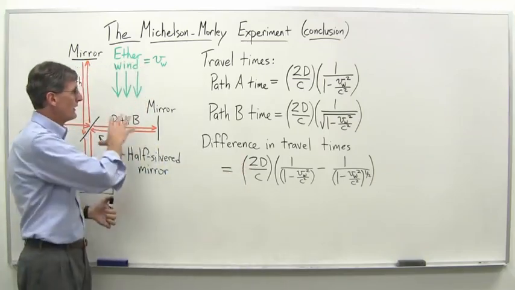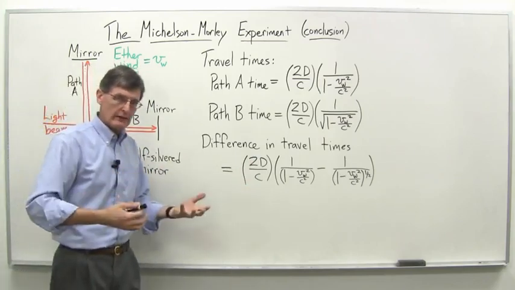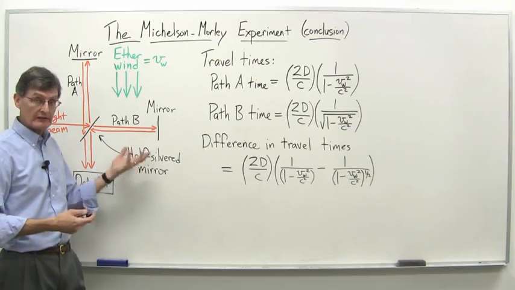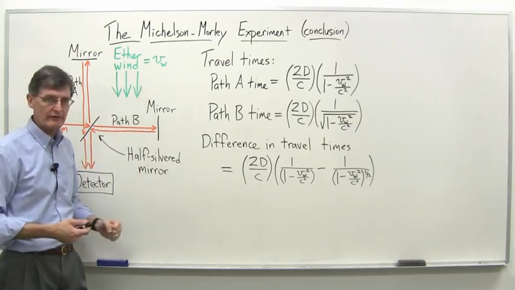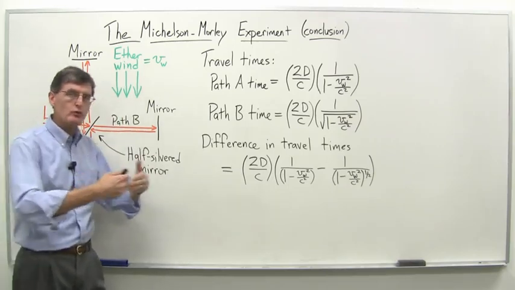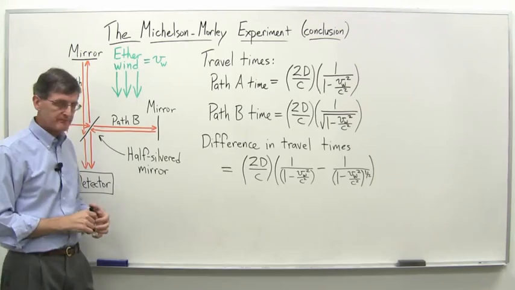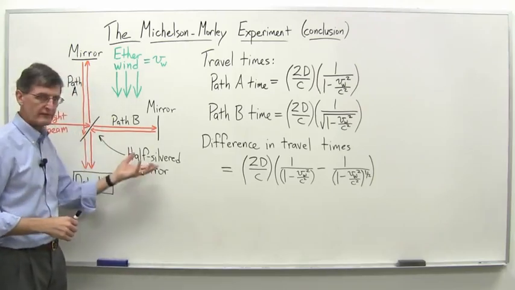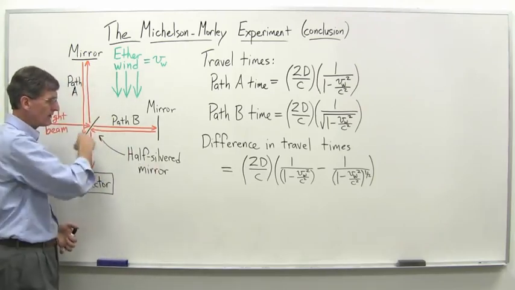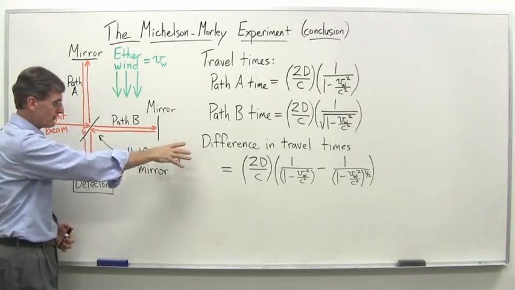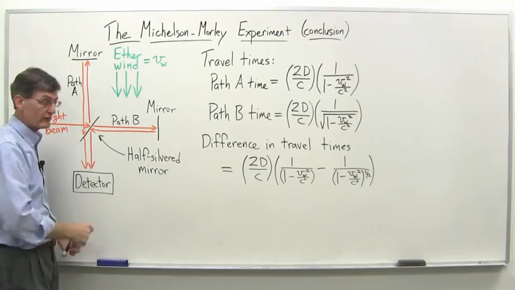That if a wave is in a medium, and the assumption here is that the medium of light waves is the ether, and if that is moving, then that affects the speed of the light that we would measure. So we should see a difference here. One path should have a difference in travel time compared to the other path when it gets to the detector here.